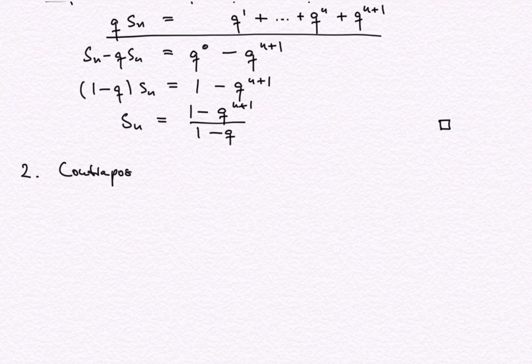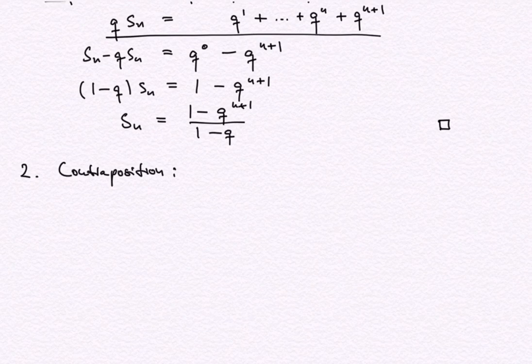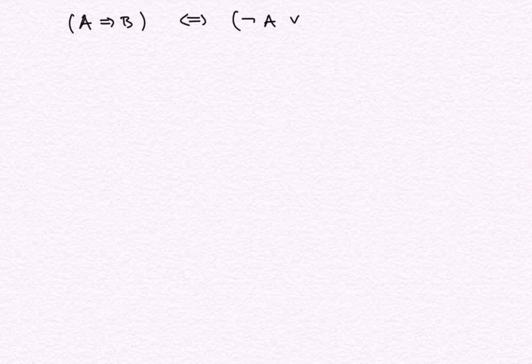Alternatively, I can prove the same statement by contraposition. And in order to explain contraposition, I first have to take a little detour. I'm first going to explain to you why the statement A implies B is logically equivalent to the statement not A or B. So this symbol here is the logical OR, and this symbol is the logical AND.